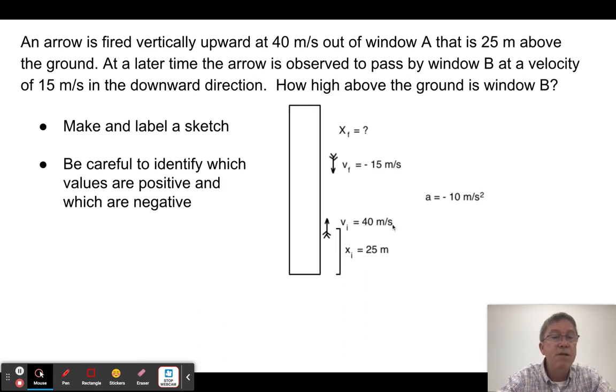So I'm going to make that positive 40 meters per second is VI. I also know that the final velocity is in the downward direction at 15. So I'm going to say negative 15 meters per second is the final velocity. I also know, even though I wasn't told this, that things fall under the influence of gravity. So that means I have to remember the object is accelerating, and therefore it's accelerating in the downward direction, which I decided is negative at 10. So it's negative 10 meters per second squared.